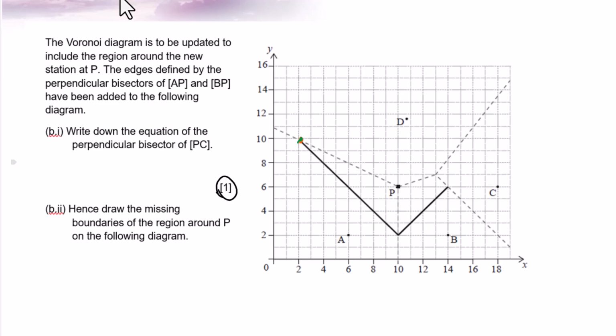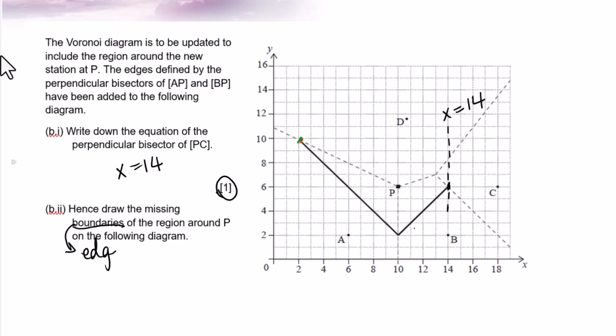Look, BC is a horizontal segment. This is the midpoint between P and C. Then draw a vertical line passing through the midpoint. So x equals 14 is the perpendicular bisector of PC. B2. Hence, draw the missing boundaries of the region around P on the following diagram.